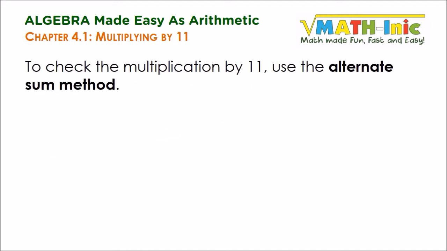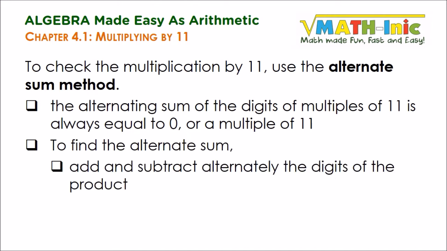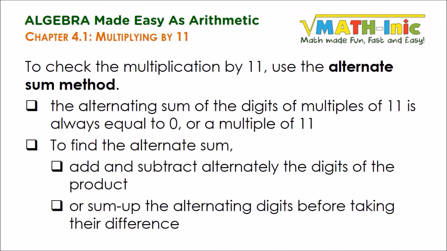To check the multiplication by 11, we can use the alternate sum method. The alternating sum of the digits of multiples of 11 is always equal to 0 or a multiple of 11. To find the alternate sum, we can add and subtract alternately the digits of the product, or sum up the alternating digits before taking their difference.